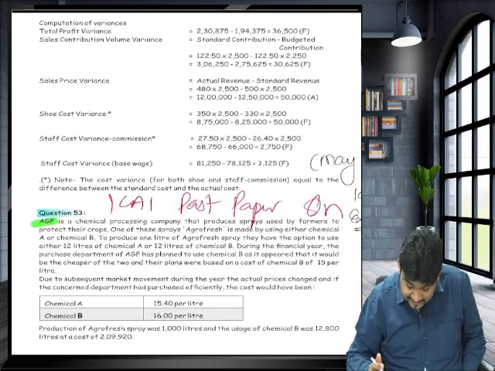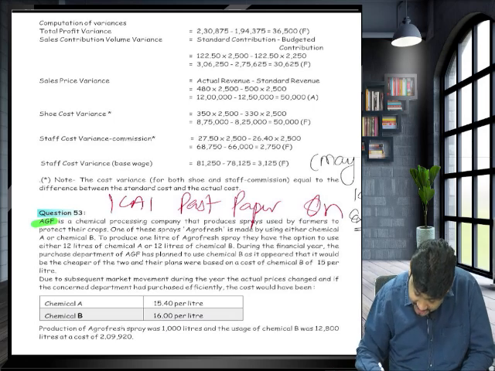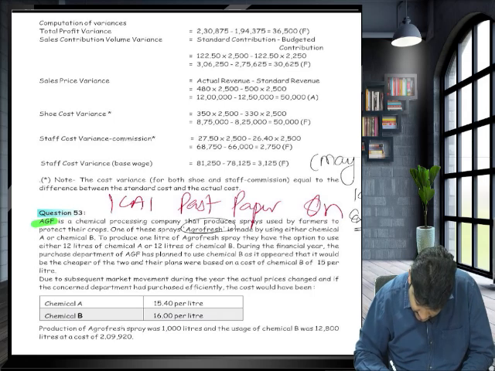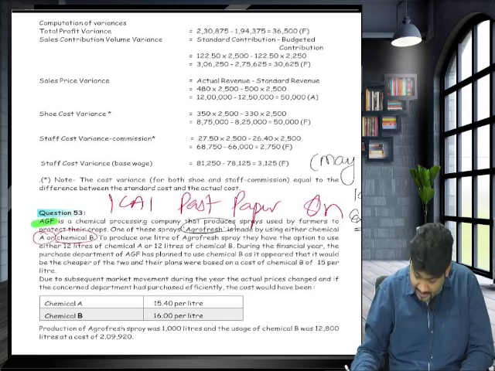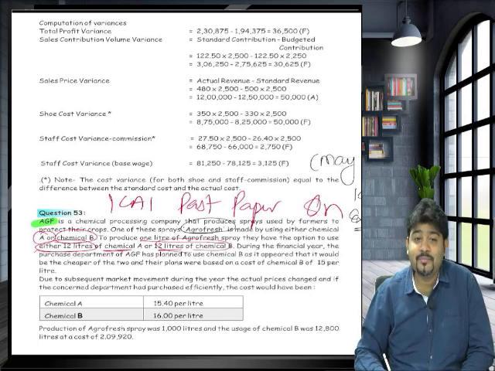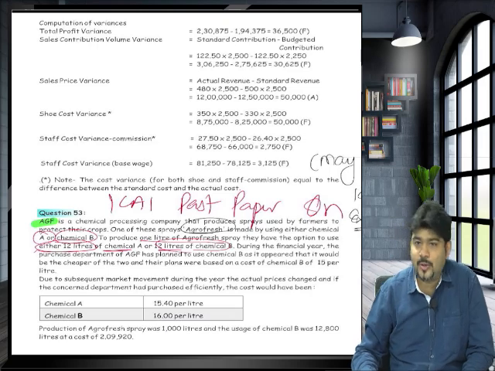See here. AGF is a chemical processing company that produces sprays used by farmers to protect their crops. One of these sprays, AgroFresh, is made either using chemical A or chemical B. To produce 1 liter of AgroFresh spray, they have the option to use either 12 liters of chemical A or 12 liters of chemical B. PG and PD, you remember, 2.5 kg of PG or 2.5 kg of PD. Here 12 liters of chemical A or 12 liters of chemical B.